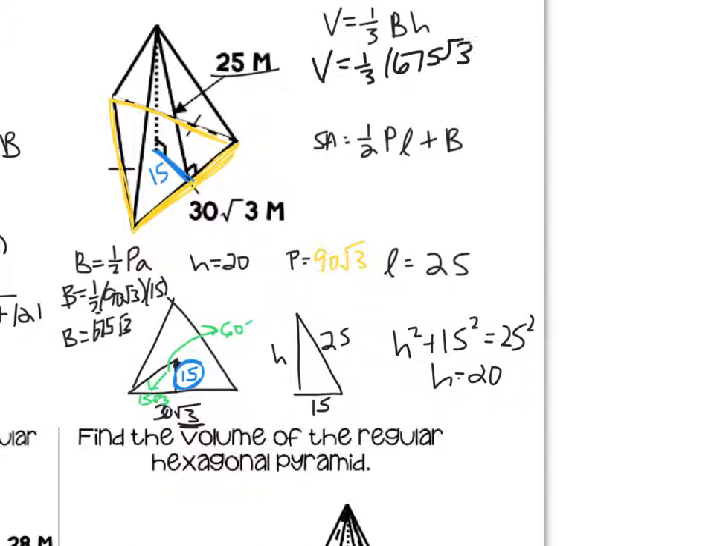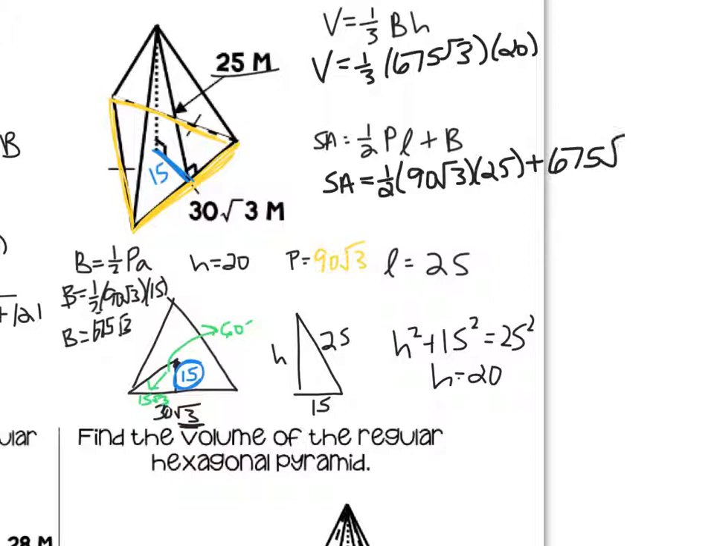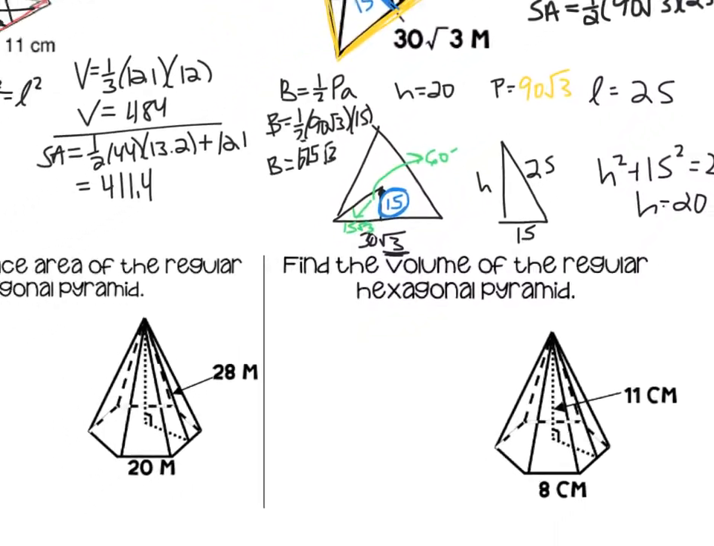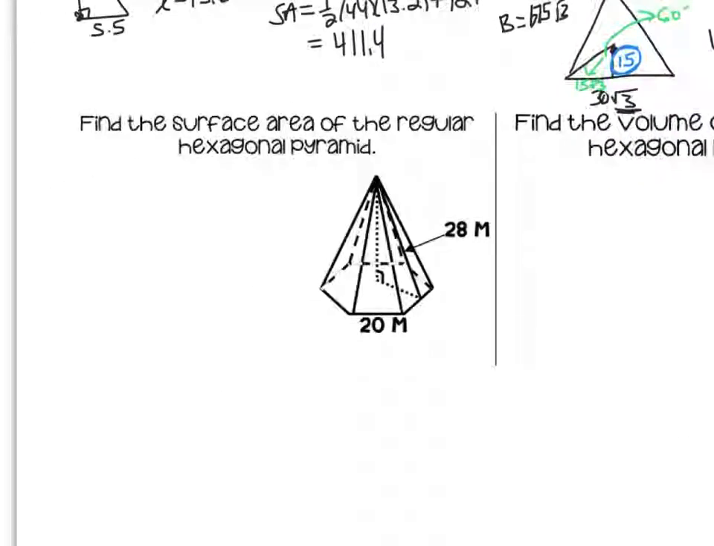I had said the wrong thing earlier, but I've gone back and fixed it. Times height of 20. I didn't simplify this out on my paper, so I'm just going to take the L and leave that. You can multiply it on the calculator, though. 1/2 90 square root 3 times slant height of 25 plus area of the base correctly is 675 square root 3. I did all my calculations before recording this video and have just been looking at them. Sorry about that.